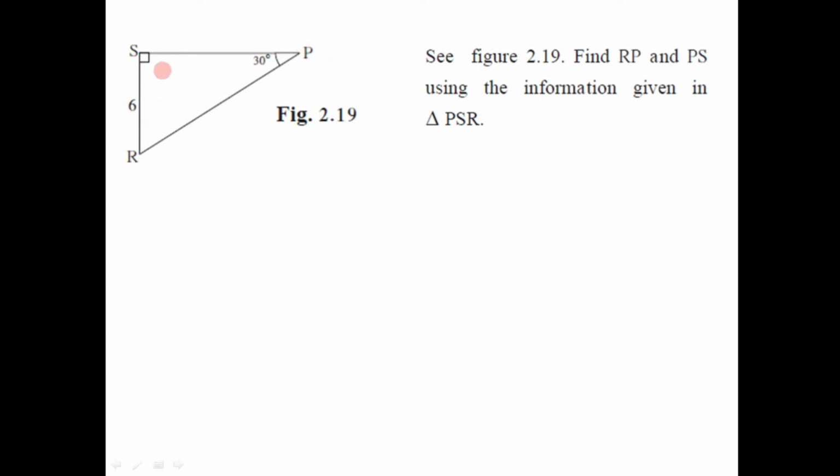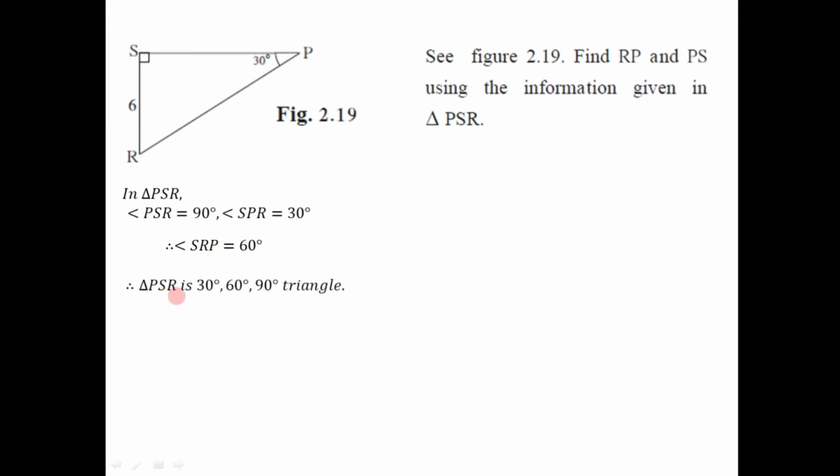As if we consider this triangle PSR, in this one, the measures of two angles are given. That is, angle PSR is 90 degrees, angle SPR is 30 degrees. So if it is so, the remaining angle must be of measure 60 degrees, and the remaining angle is angle SRP. So measure of angle SRP is 60 degrees. From this we have a triangle PSR, which is 30-60-90 degree triangle. That is, triangle PSR is a 30-60-90 degree triangle.